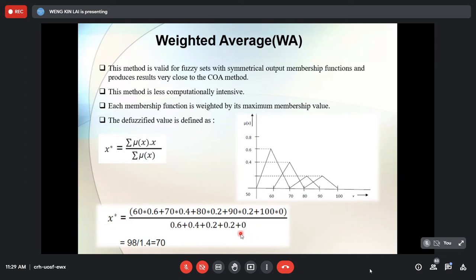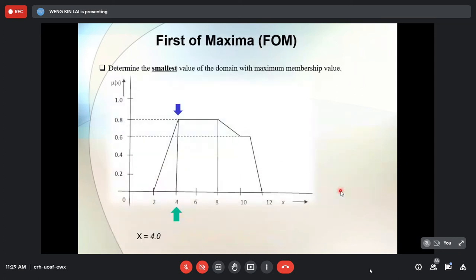And this one supposedly gives you quite high accuracy compared to the other methods. So maybe that's why. But this only works with symmetrical output memberships. Next, first of maxima. I don't quite like this because it's a very rough estimate.